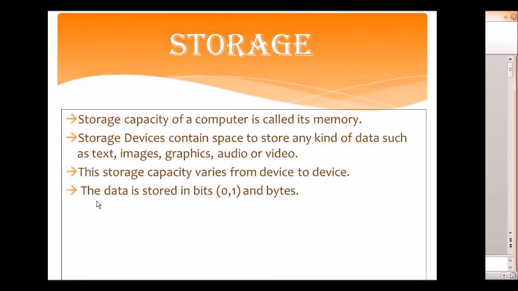And the last thing, the data is stored in bits, that is 0 and 1, and bytes. Like I already told you, the computer can understand only binary language, which is in the form of 0s and 1s. So this data is also stored in the form of 0s and 1s only, and a combination of 8 bits together is called 1 byte. So whenever we measure a computer's memory, we say it in the form of bytes. Okay, we'll talk about all these things in detail.